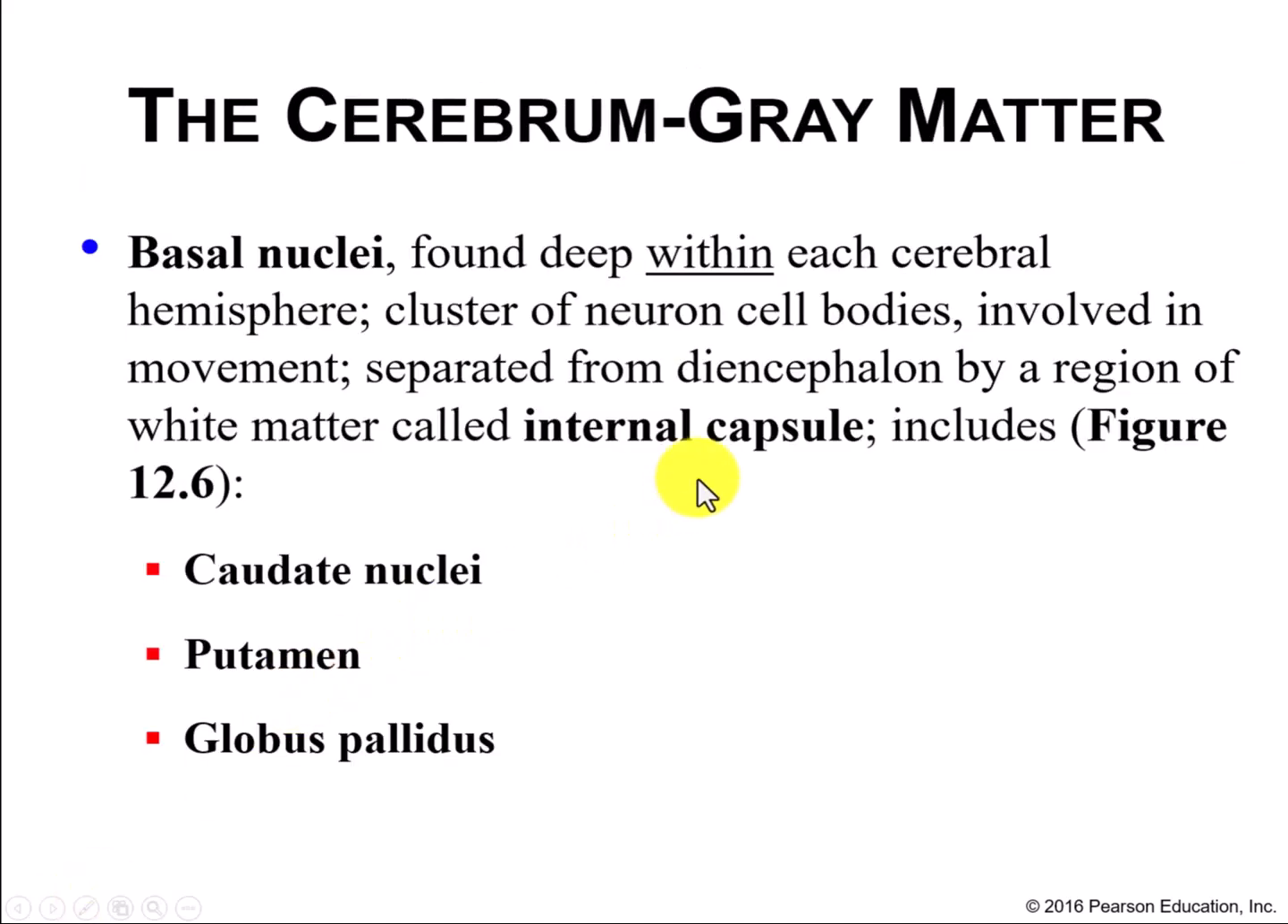All right, so remember when you hear nuclei, that is where we have clusters of neuronal cell bodies in the central nervous system. When we're out in the peripheral nervous system, they are called ganglia. And so our three main clusters of neuronal cell bodies within the cerebrum are the caudate nucleus, the putamen, and the globus pallidus.